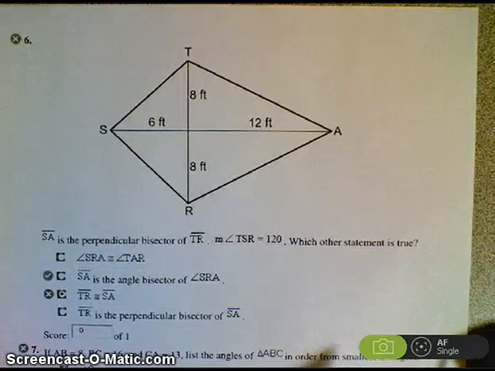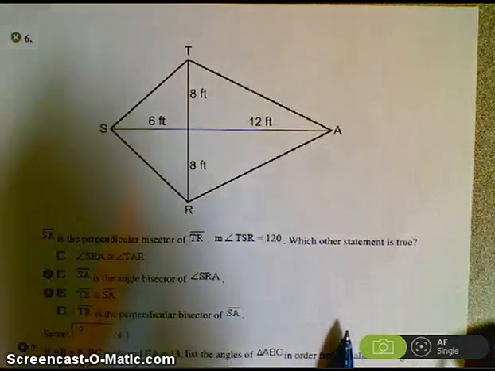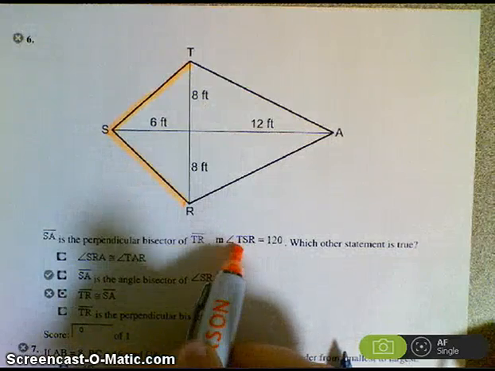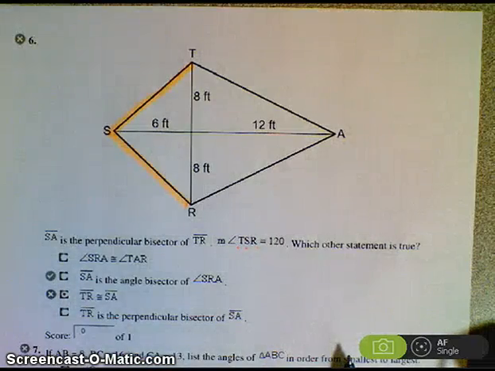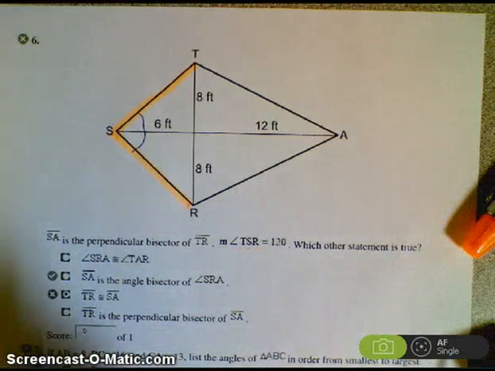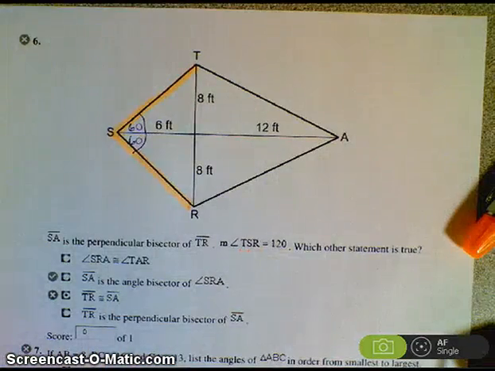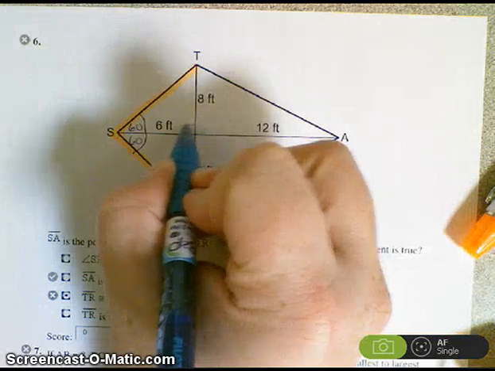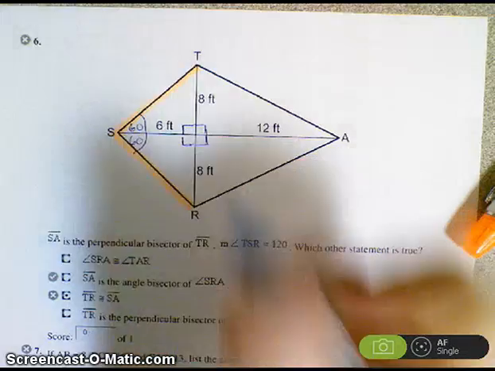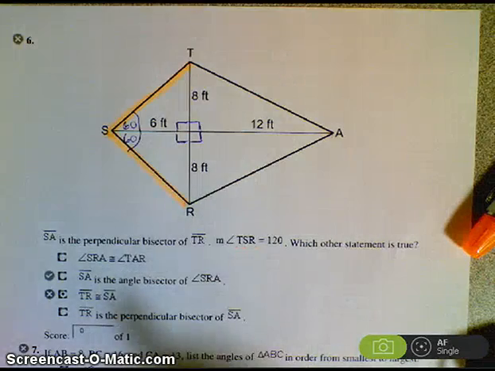Number 6 was again those perpendicular bisectors. For the angle TSR, again I would highlight starting at T, moving to S, and on down to R. This angle, it tells you, is 120 degrees, and a perpendicular bisector also bisects this angle, which makes each of those angles 60. Perpendicular makes all of these angles around here 90. So then it asks you, what else is true?